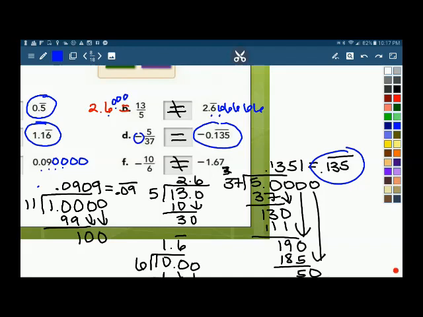For D, I saw the same exact thing written. If I just put that negative sign on the number, it's the same thing. So those two are equal.